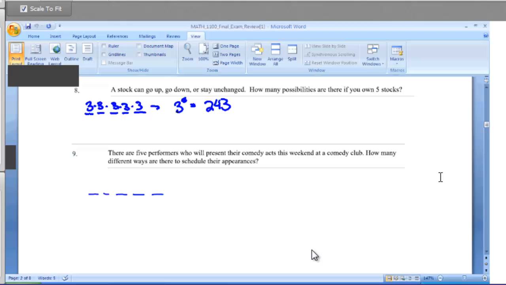For the first person that comes on, since no one's been on stage, there are 5 options. For the next person that comes on, because one person's already been on, there are 4 options, and then 3 options, and 2 options, and whoever's left is the last one. So that's the same as 5 factorial, but we can just look at it as 5 times 4 times 3 times 2. And when we multiply that out, we get 120.